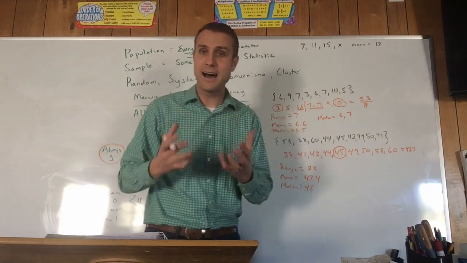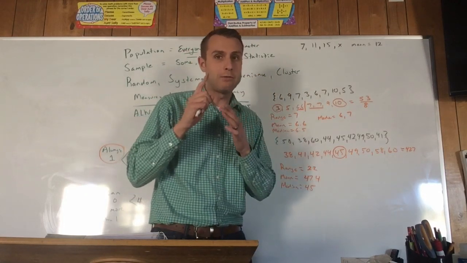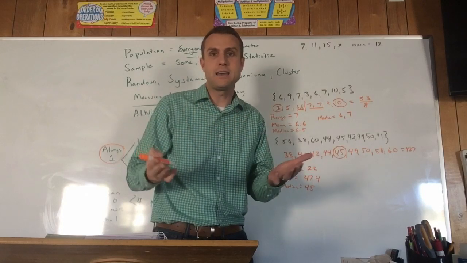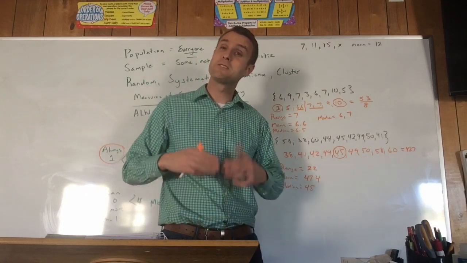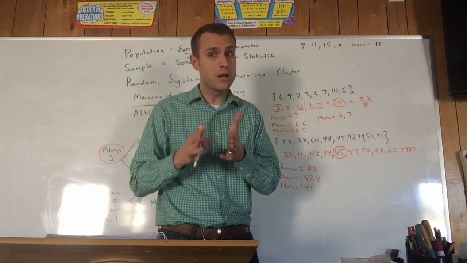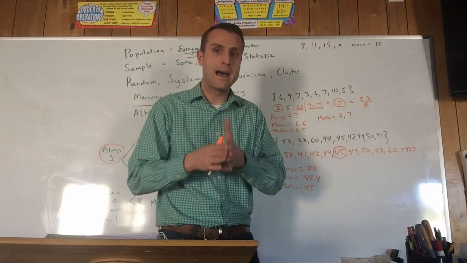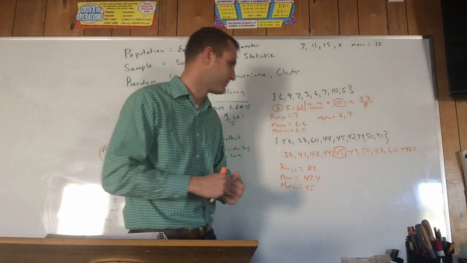So if there's an odd number of numbers, you're only going to have one number in the middle, so that is your median. You don't have to do anything else. It's easy. If there's an even number, you're going to have two numbers in the middle. So you have to add them together and divide by 2.